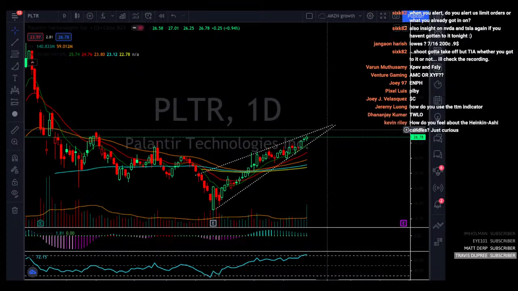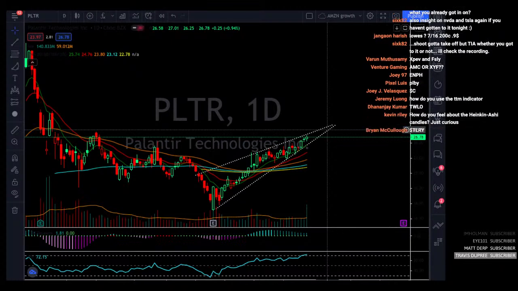So what do I expect for PLTR? As well as Airbnb, I think Chewy also has the same rising wedge. I'm expecting all of these stocks to go red that week, and I expect the market to actually follow these stocks because there are a ton of rising wedges on them. For example, Airbnb has one of these rising wedges, Chewy has one, and so does PLTR. So, you know, just be careful when you trade.